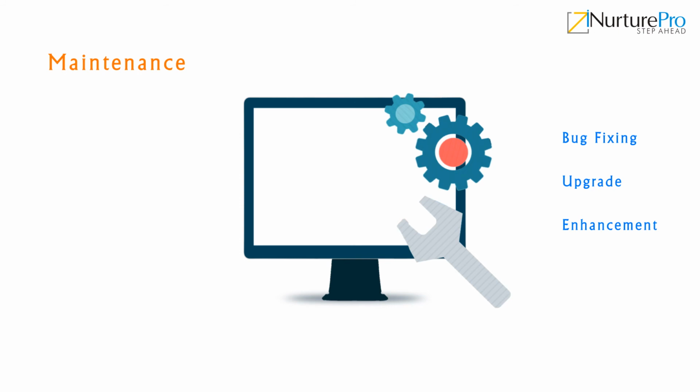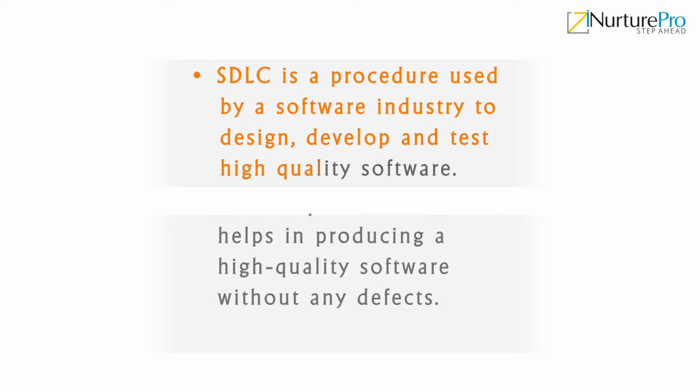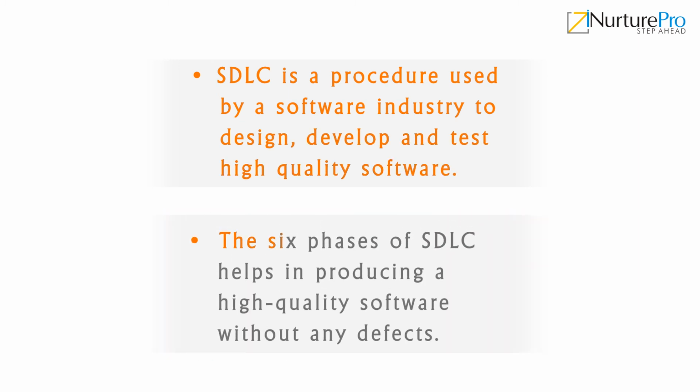Let us now have a quick recap of what we have learnt. SDLC is a procedure used by the software industry to design, develop, and test high-quality software. The 6 phases of SDLC help in producing high-quality software without any defects. Now, you are familiar with SDLC and its phases.